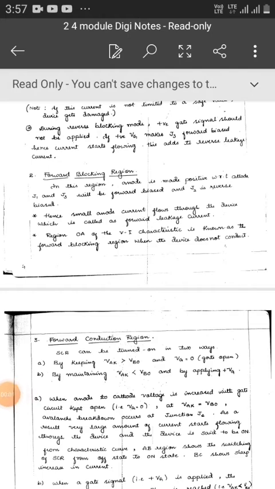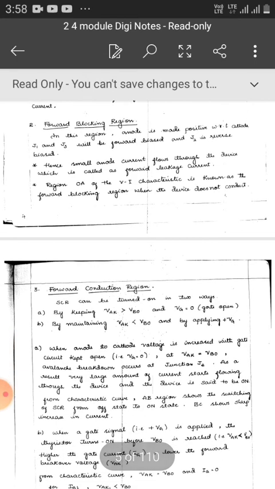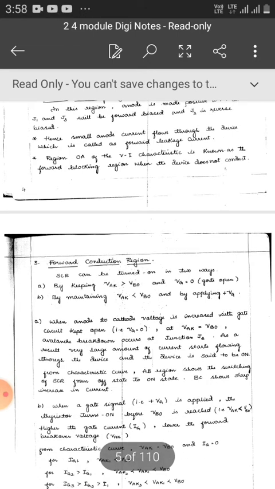Next, forward blocking mode, or forward blocking region. The thyristor is said to be forward biased when the anode is made positive with respect to the cathode as shown in the figure. Junctions J1 and J3 are forward biased and J2 is reverse biased. Hence the forward voltage is to be held by junction J2. A very small current flows from anode to cathode. This current is called forward leakage current, and it is of the order of a few milliamperes.